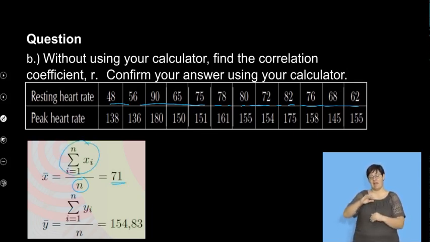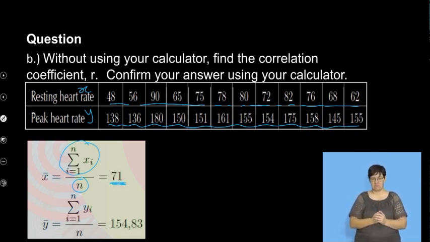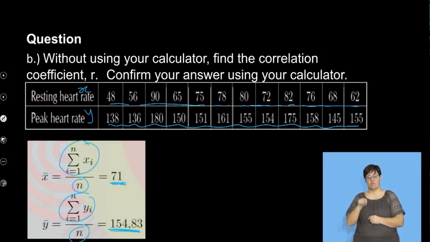We get that the average resting heart rate is 71, because that's X, remember, and this is Y. And the average for Y, we add everything all the way to there, divided by what? By the total, which is 12, which is N. So this is adding everything, divided by 12, then we get 154.83. So that's the peak heart rate. Are we all together? That's what we did. So we have the average for X and the average for Y.